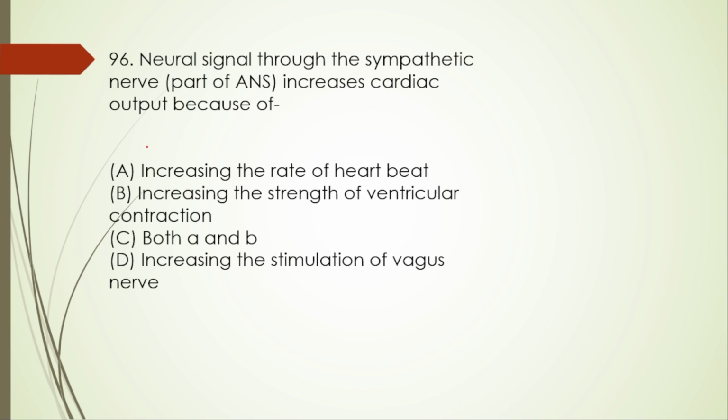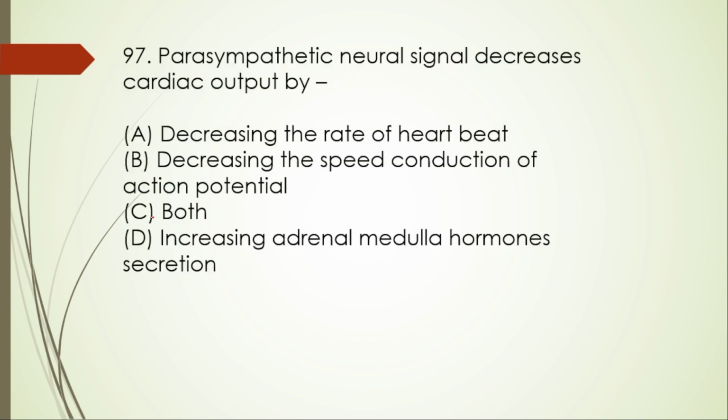Next question, that is question number 96. Neural signals through the sympathetic nerve increase cardiac output because of A. Increase in the rate of heartbeat, B. Increasing the strength of ventricular contraction, C. Both A and B, D. Increasing the stimulation of vagus nerve. So here the right option is option C, both A and B.